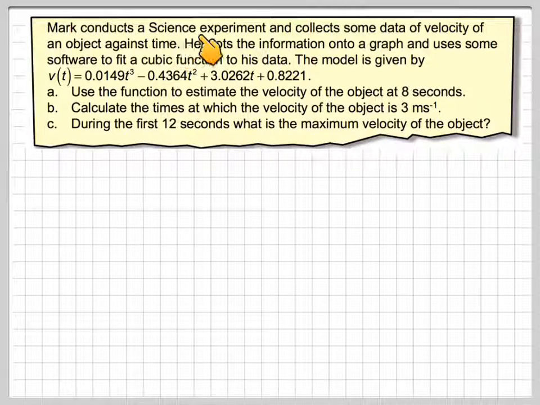Mark conducts a science experiment and collects some data of the velocity of an object against time. He plots the information onto a graph and uses some software to fit a cubic function to his data.